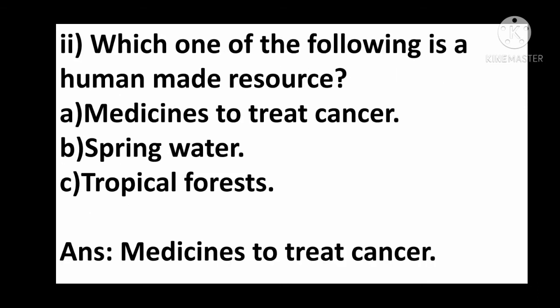Moving on to the second question. Which one of the following is a human made resource? Options are medicines to treat cancer, spring water, tropical forests. So from the very options we very clearly come to know that spring water and tropical forests are natural resources, right? So the answer is medicines to treat cancer.